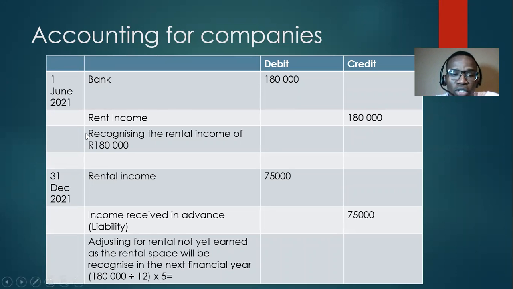So it's going to say debit rental income, because initially it was a credit of 180,000. So we need to adjust it. We reduce it by 75,000, right? Then we say credit income received in advance. Income received in advance is a liability. Why is it a liability? Because the company has an obligation to either pay back that 75,000 or provide the rental space to SSG, right? So that's how the adjustment needs to be processed for income received in advance, right?